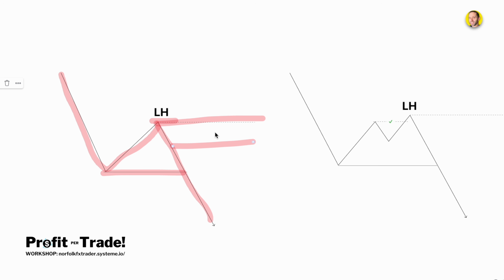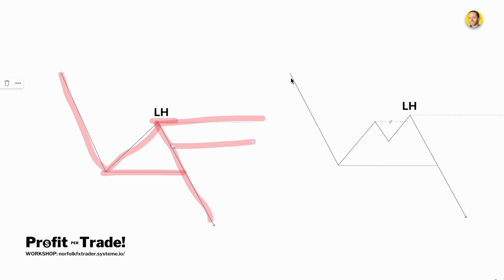Now this is all fine, but if we have more than one supply zone within that move down, what's going to be the best zone to trade from? Well, the sweep zone is always going to be the better zone to trade from. It's also going to be a much higher probability trade setup than just trading off any supply.